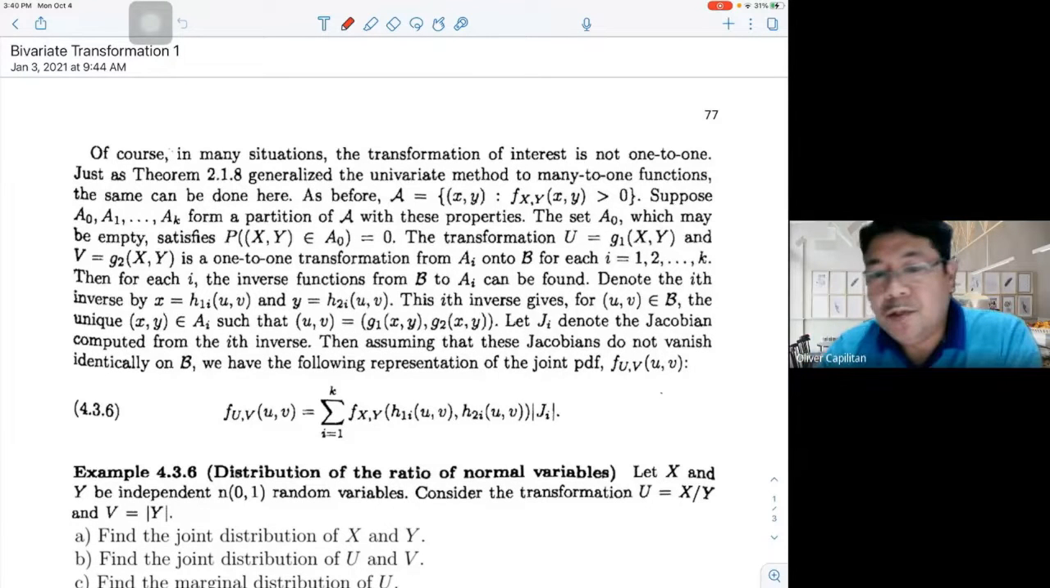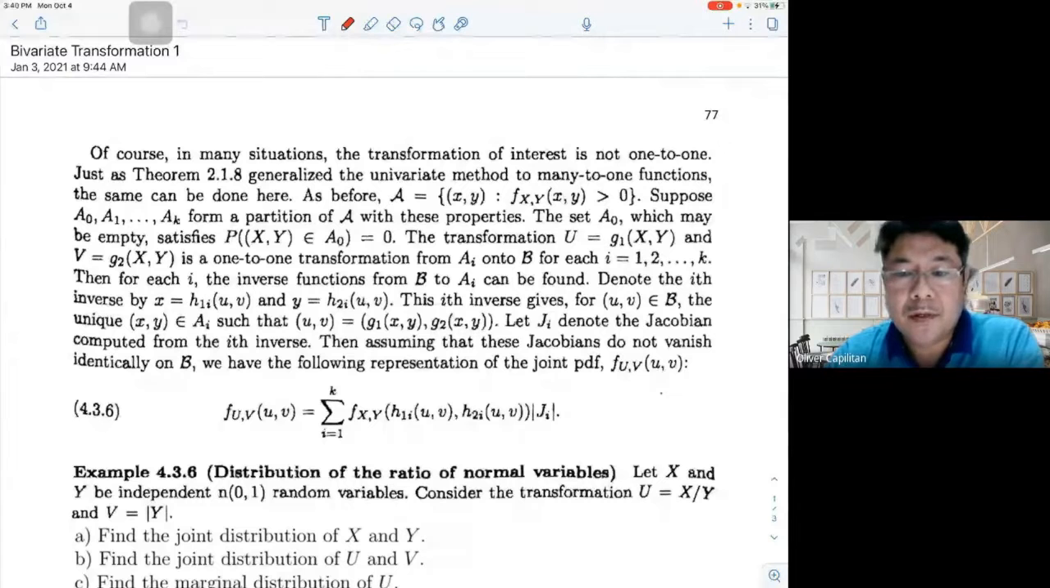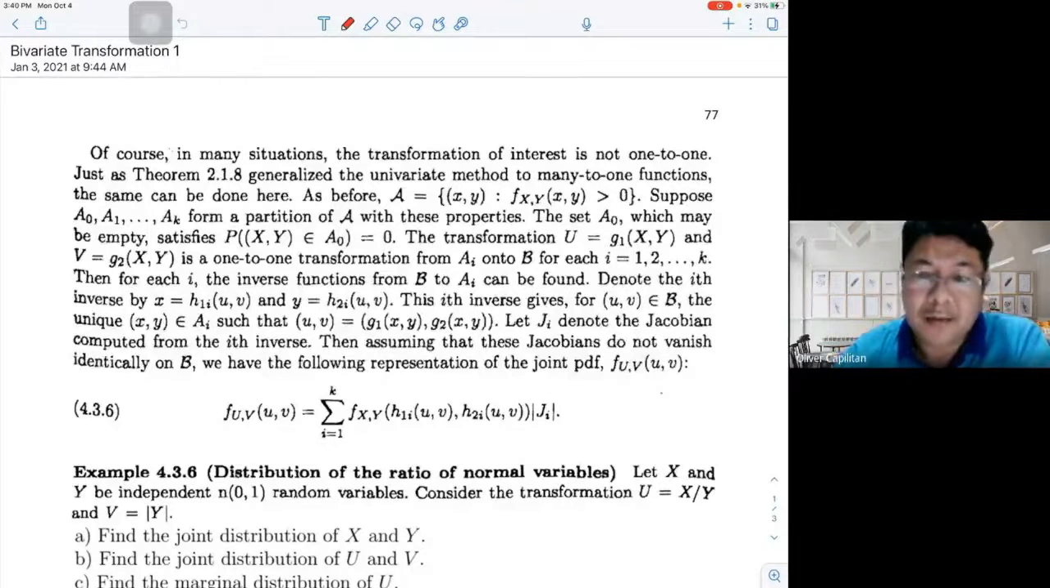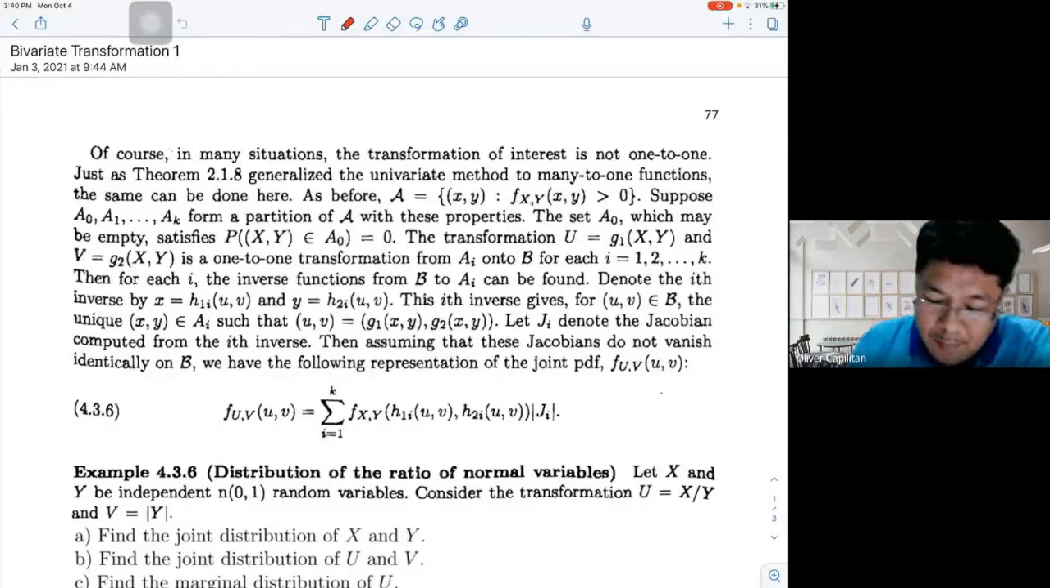Supposing the transformation is not one-to-one, then how are we going to determine the joint PDF of the new bivariate random vector of random variables U and V? Again, the same process: we're going to determine our script A here. So script A is the set of all (x, y).